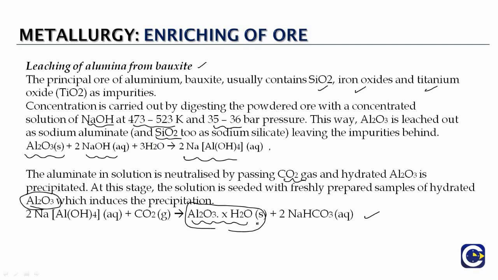And this hydrated Al2O3 will simply be heated at a high temperature to get back the Al2O3. So these are the broad steps involved in the leaching of alumina from bauxite.